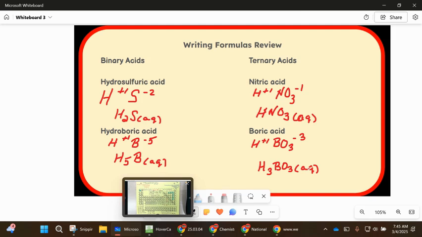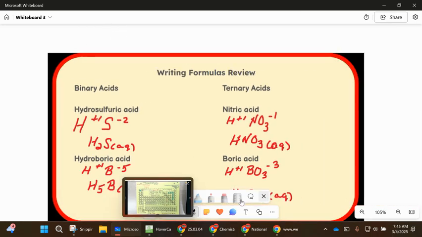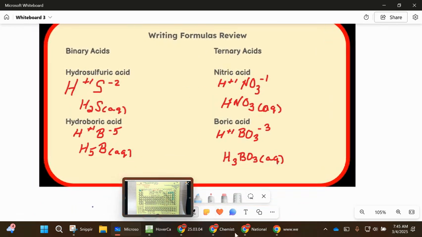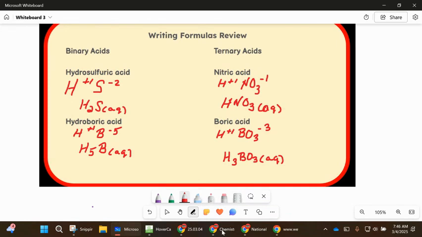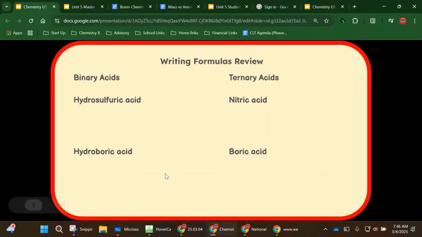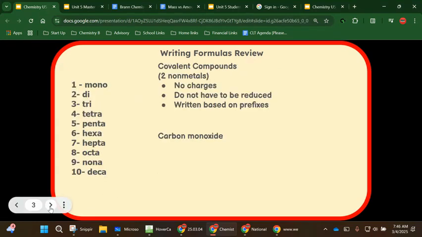Okay. Now, there is one other type of compound that we will have to name. And that, ladies and gentlemen, is a binary covalent compound. Binary means what? Two. Covalent means that they are both non-metals. There is no metal in a covalent compound.